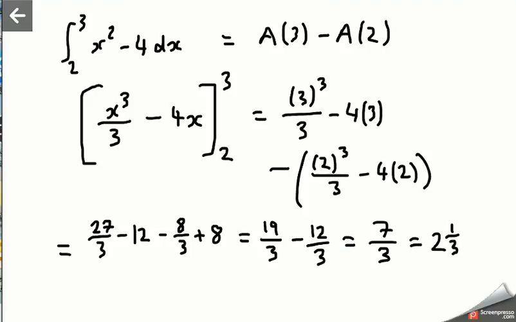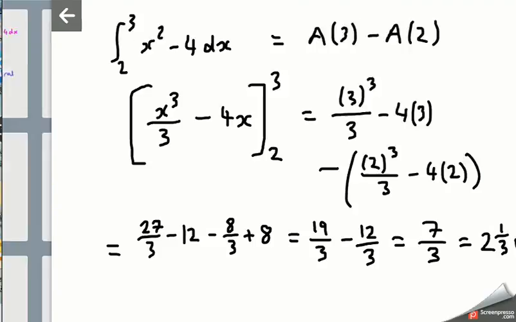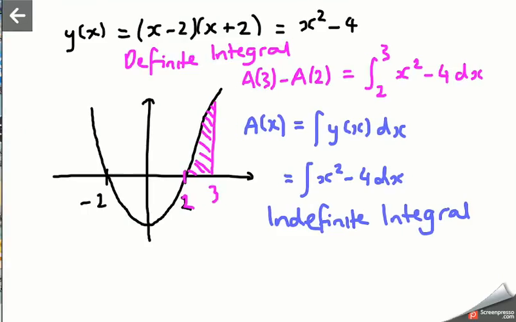And I've been lazy in my working. I haven't bothered to write any units. But for the final answer, I really should include a unit. Units squared, because we're dealing with an area. Remember, when you're calculating a definite integral, you're calculating an area. In fact, we calculated this pink area right here. Area equals 2 and 1/3 units squared.